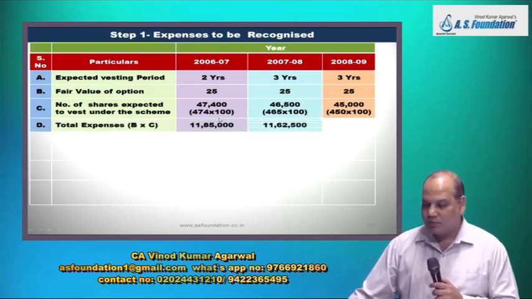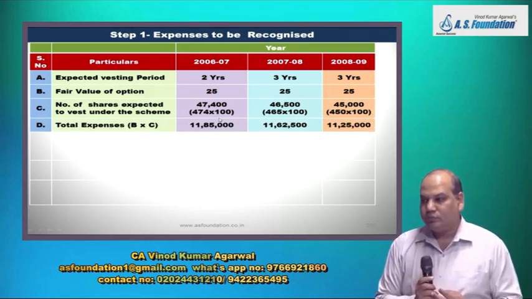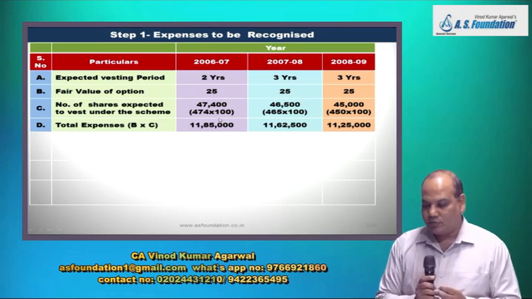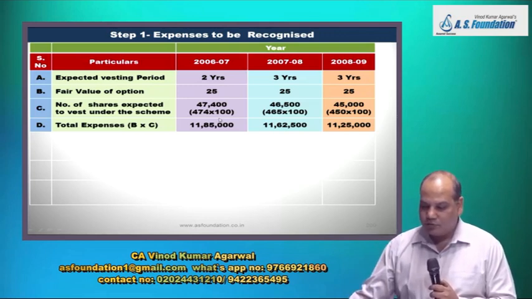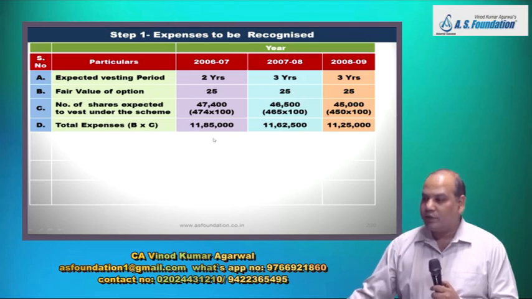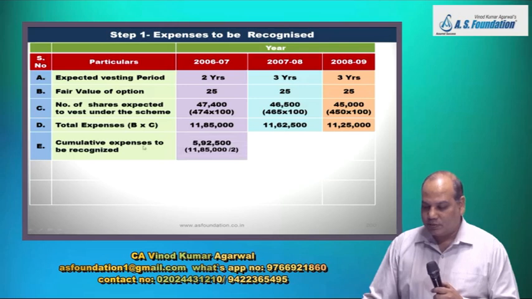Point number D, write down total expenses, B into C. Point B represents the fair value of the option, means per share value of service. Value of service per unit into number of shares. 11,85,000, 11,62,500 and 11,25,000. Try one more. Point E, cumulative expenses to be recognized.